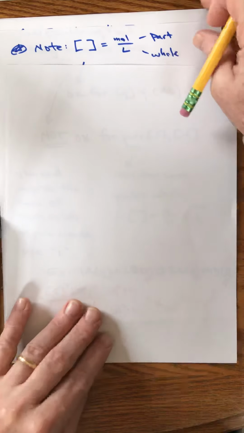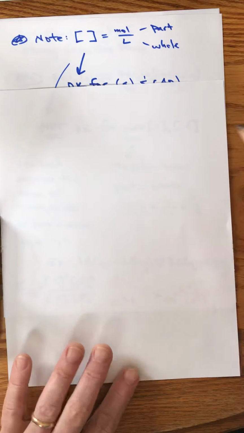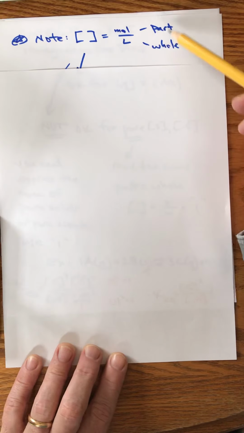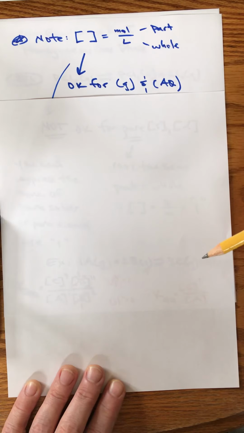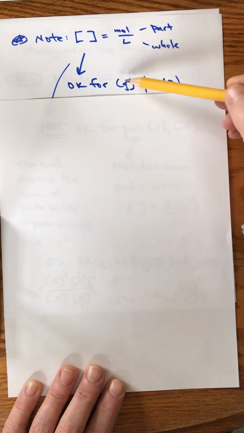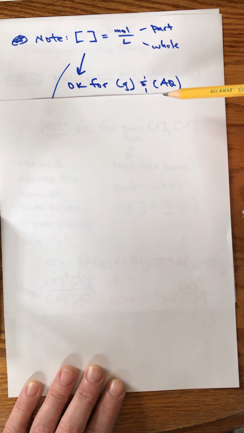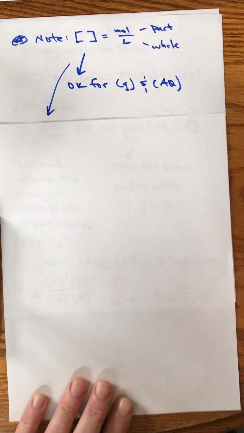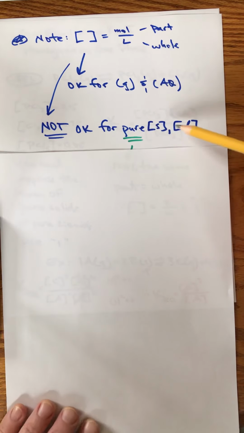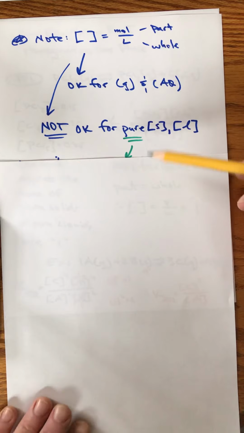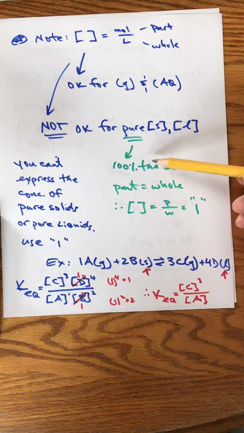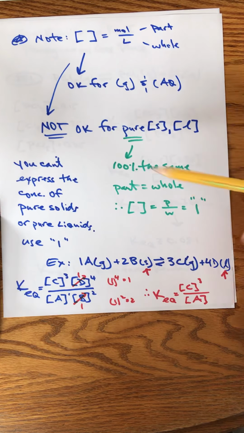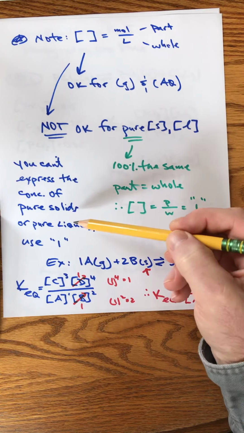Now, before we go any further, we're talking about concentrations. The brackets mean molarity, moles per liter. It's a part over whole expression. That's great for gases and aqueous species. You can talk about moles of solute per liter of solution. You can talk about moles of gas per liter of air, for example. But you can't express the concentration of a pure solid or a pure liquid. They're pure. The part and the whole are the same thing. So if you had part over whole, you'd have one. So you can't express the concentration of pure solids and pure liquids.